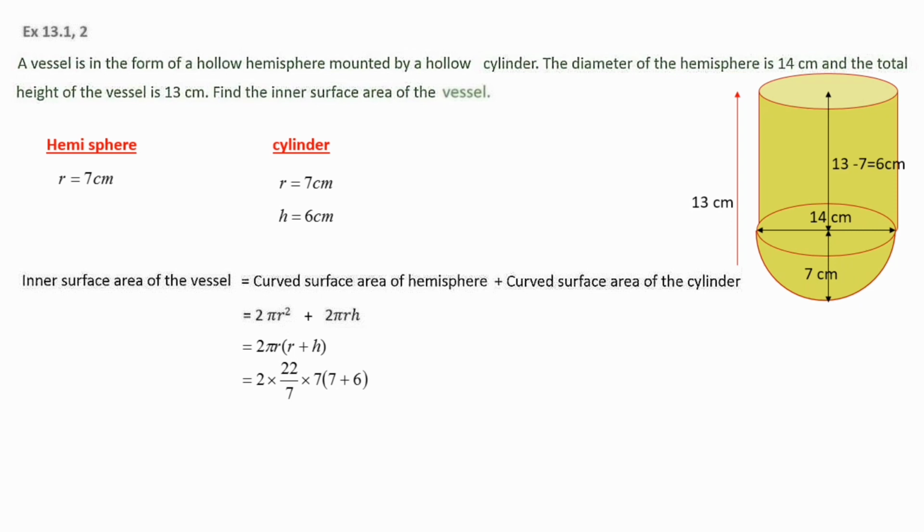Let's substitute it here. 2 into pi value is 22 by 7 into r radius is 7 centimeter into (r plus h). R plus h in the sense r is 7, h is 6, substituted here. Then 2 into 22 by 7 into 7 plus 6 we have got as 13. Now this 7 and 7 we can cancel, and we will get balance 2 into 22 into 13. That is equal to 572 centimeter square. So the inner surface area of the vessel is 572 centimeter square.